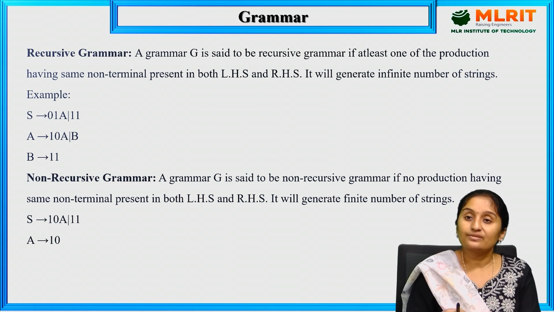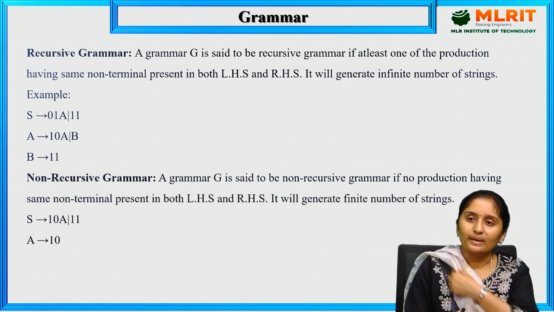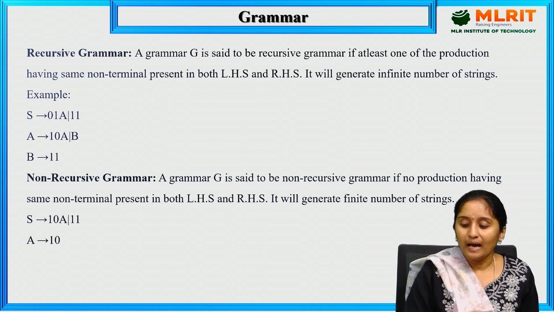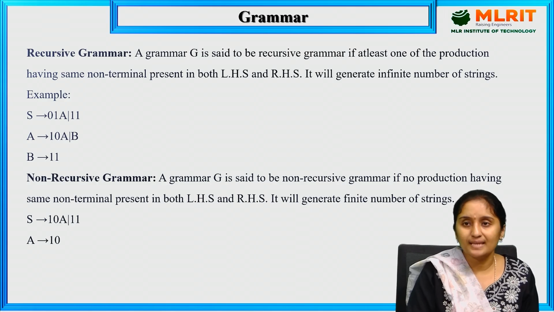So the next one is recursive grammar. So what is a recursive grammar? It is mainly used in recursions, and at least one of the productions has the same non-terminal.